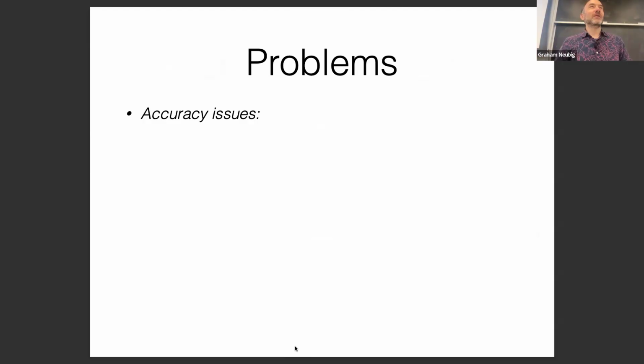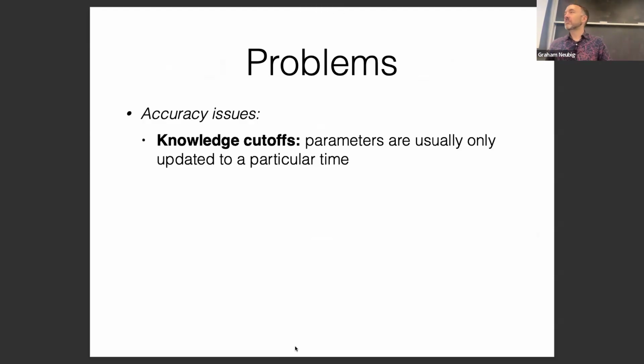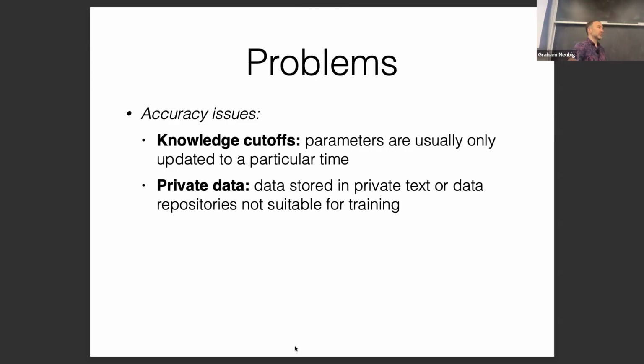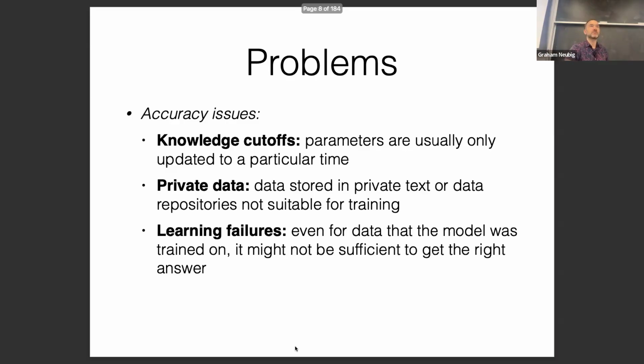But the problem with this is we have things like accuracy issues. Number one, we can have knowledge cutoffs. Large language models are usually only trained for a certain amount of time. Sure, they can be continually trained over new data, but once they're frozen, they'll only know things up till that point. Also, private data. There's a lot of data that's not available on the internet, not included in training mixes for large language models. So they'll be missing all of that, obviously. And also learning failures. Even our very largest of models are only about 800 gigabytes, and you can't fit the whole internet in 800 gigabytes, no matter how hard you try, right? So they're going to be missing some of the information, in various places on the internet, even if they were trained on all of it.